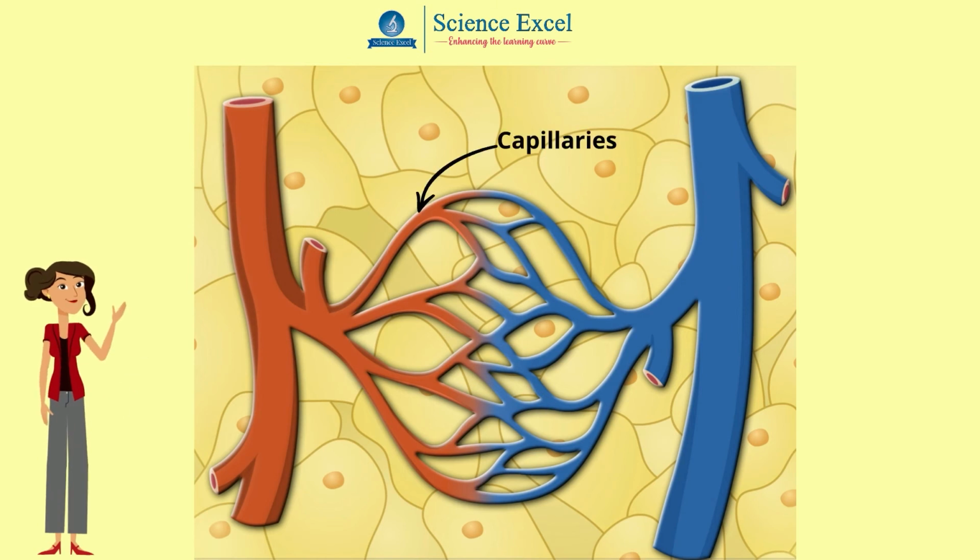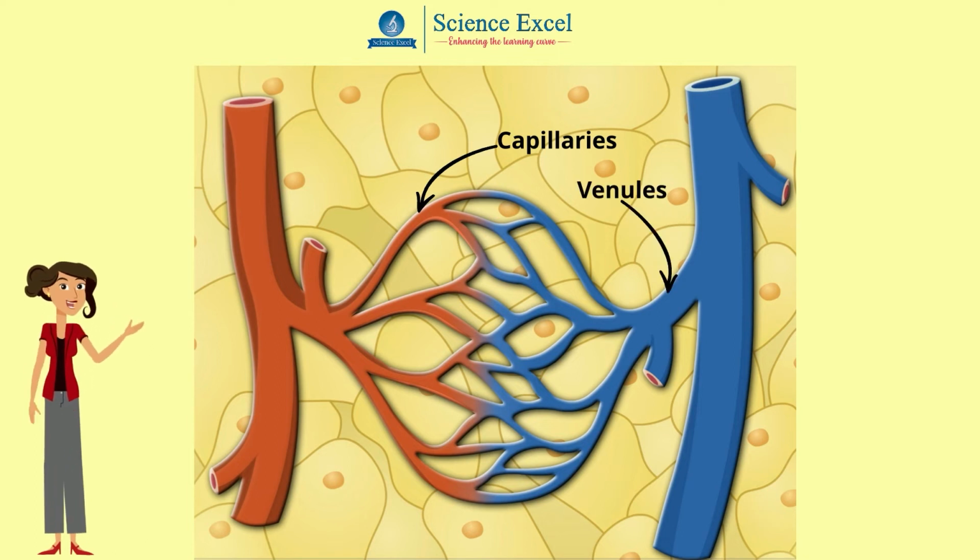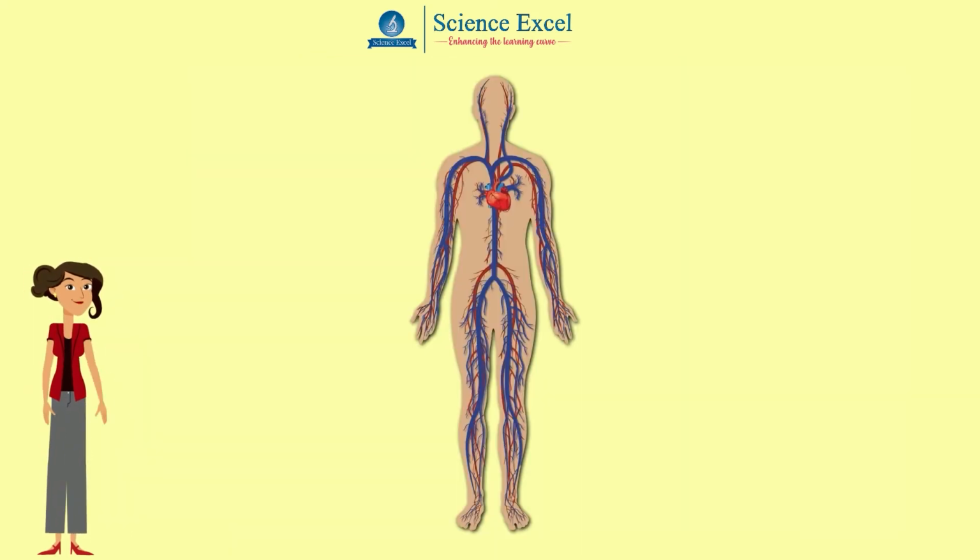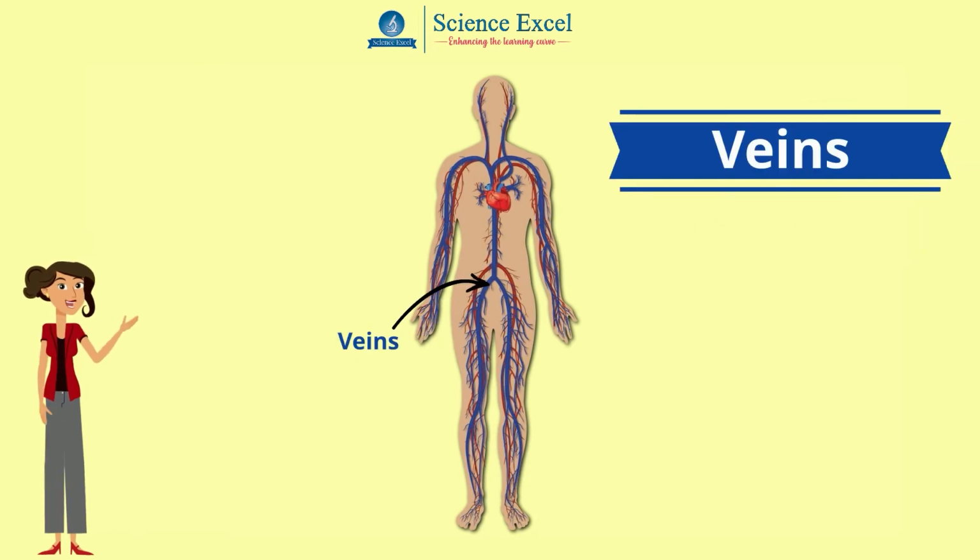The capillaries gradually join up again and increase in size to form venules. Venules receive blood from many capillaries. The venules join to form larger veins. A vein carries blood away from an organ towards the heart. Veins hold more blood than the artery. They carry large volumes of deoxygenated blood back to the heart.